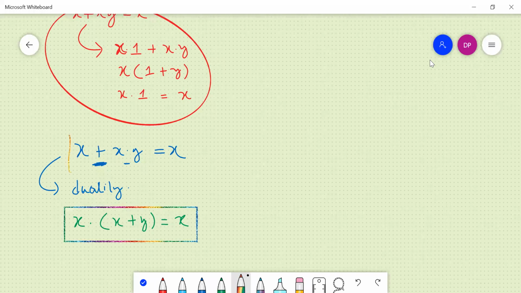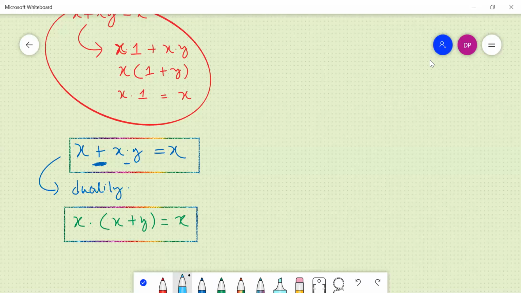You have to remember this, we will be using it. We can verify this using a truth table also, right?